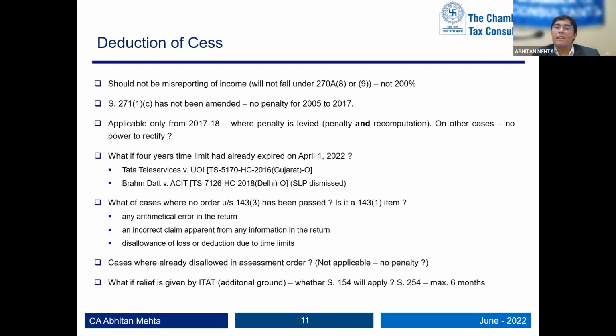Section 271(1)(c) is not amended. So up to AY 2017-18, there is no penalty. The only amendment is what they have amended in 155, to deem it underreporting under 270A. But these additional claims have been filed almost for all the years. So no penalty issues or consequences for earlier years because it is not amended.